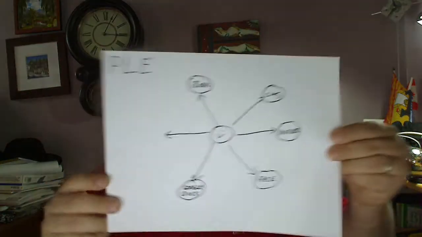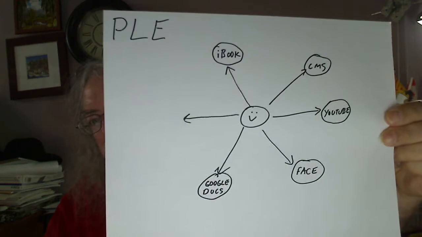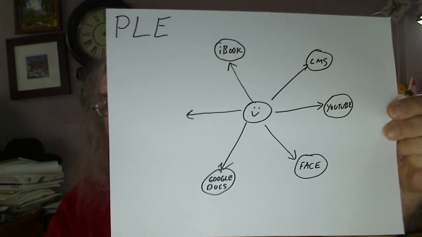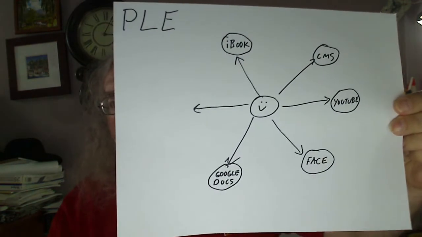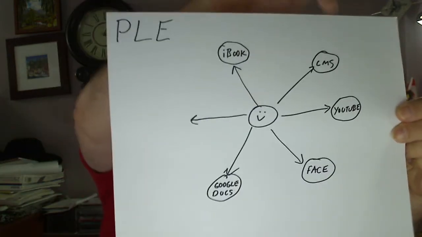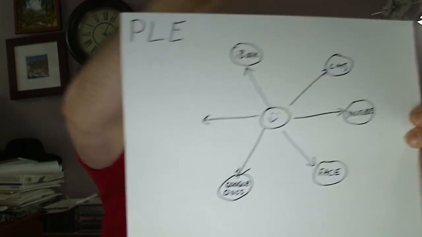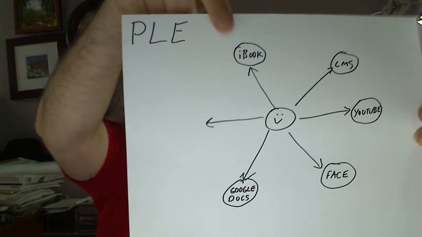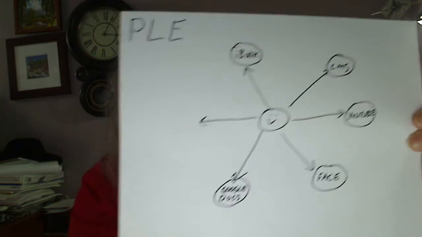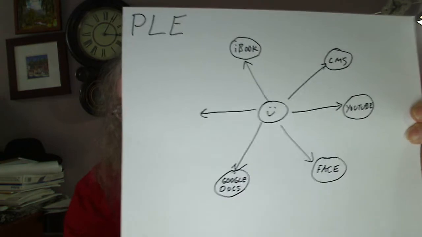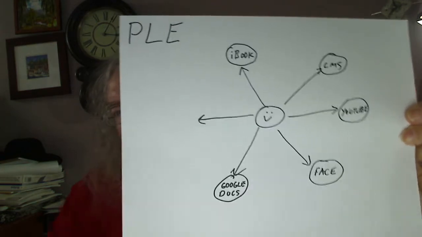The personal learning environment, by contrast, does not place a large piece of software at the center. Rather, the model is you, the smiling individual, are at the center, and then you access your content and services from different places all over the web. You can still access a learning management system, but you're also accessing things like iBooks, or Facebook, or Google Docs, etc. Whatever you want to access, wherever you want to access it.